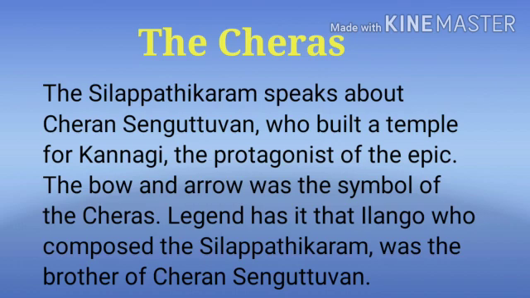The Silappathikaram speaks about Cheran Senguttuvan, who built a temple for Kannagi, the patroness of the epic. The bow and arrow was the symbol of the Cheras. The legend has it that Ilango, who composed the Silappathikaram, was the brother of Cheran Senguttuvan.